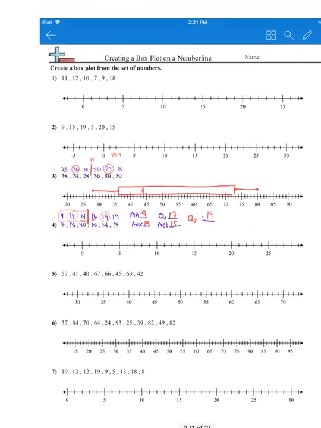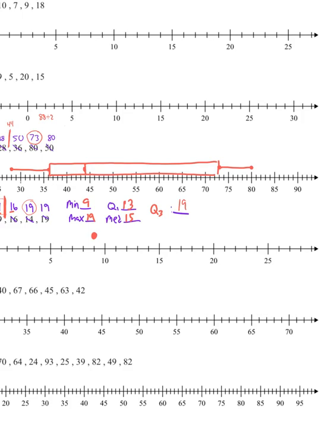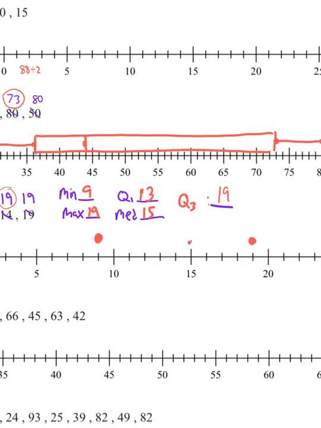Now it's time to draw your dots and make your box plot. So your minimum is at 9. Your maximum is at 19. Your median is at 15. Q1 is at 13. And Q3 is at 19. Did you get your dots in the right spot? Next, I'm going to draw some lines. Ready? Whisker, whisker. Here's your box. Here's your median. So, how'd you do? Did you get it right?